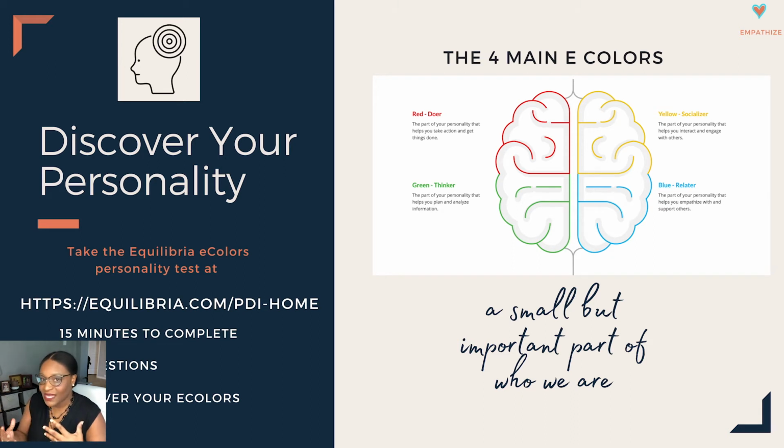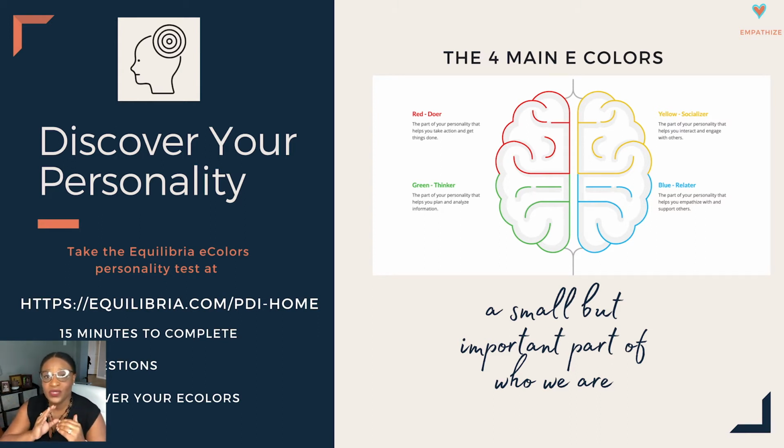And then there's the yellow side of your personality, which is the part that helps you interact and engage with others. This is the people side of you, if you will. Then there's the blue side of your personality, which is the relator side. This is the part of your personality that helps you to empathize with others and be in tune with what others feel and believe and need. Then the final side is the green side of your personality, and that is the thinker side. This part of your personality helps you to plan and analyze information.